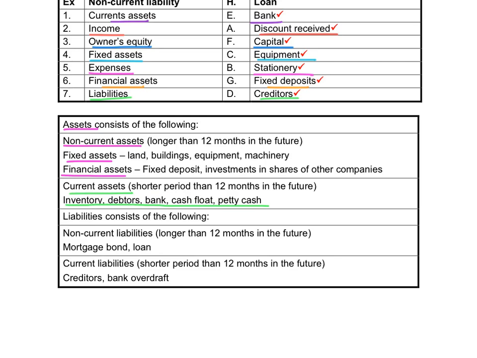Liabilities consist of non-current liabilities that you will use for more than 12 months in the future, and that is a mortgage, bond, and a loan, or a current liability that will change every day or weekly. For instance, when you buy goods on credit or you pay your creditors, and when you have a bank overdraft.